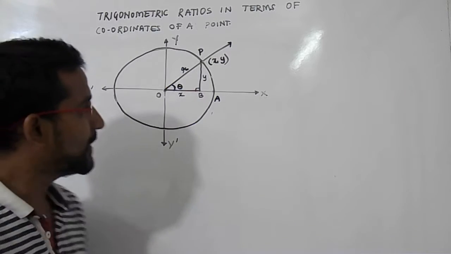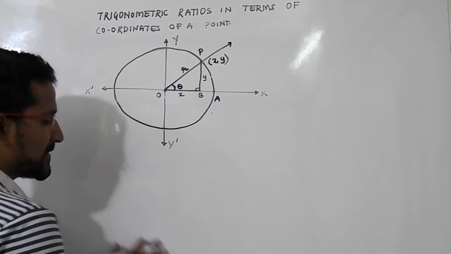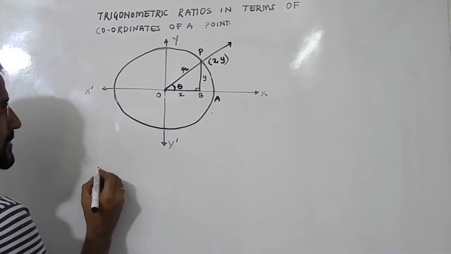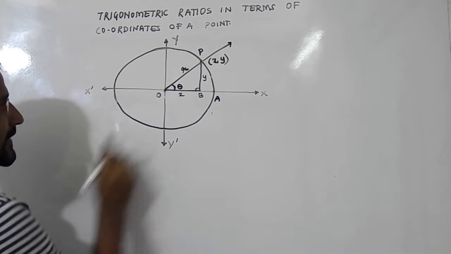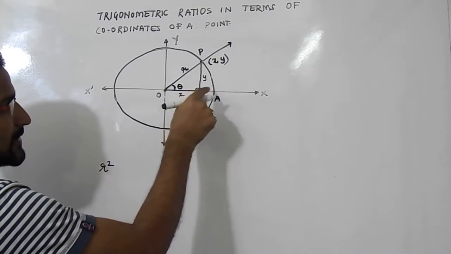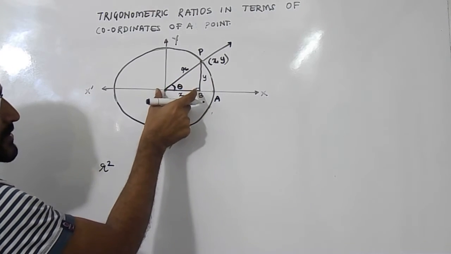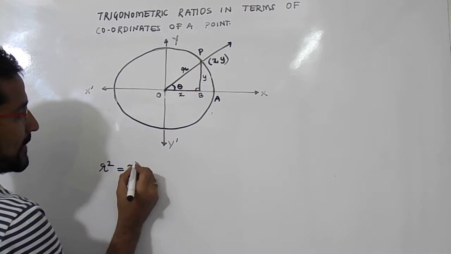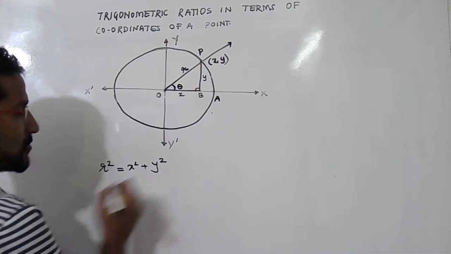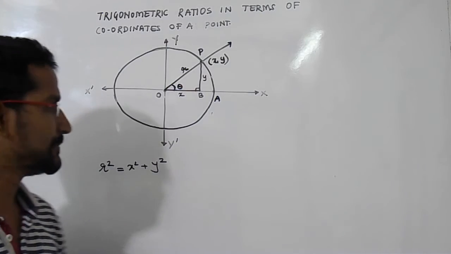Now we'll apply the Pythagoras theorem in this triangle, or by the distance formula we'll get a relation. By the Pythagoras theorem, r squared, that is hypotenuse squared, is equal to the sum of the squares of the other two sides, that is here x squared plus y squared. So r squared equals x squared plus y squared.